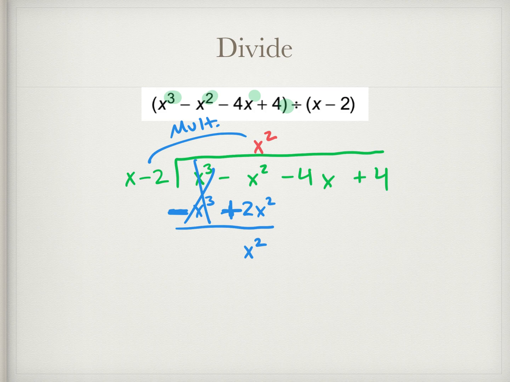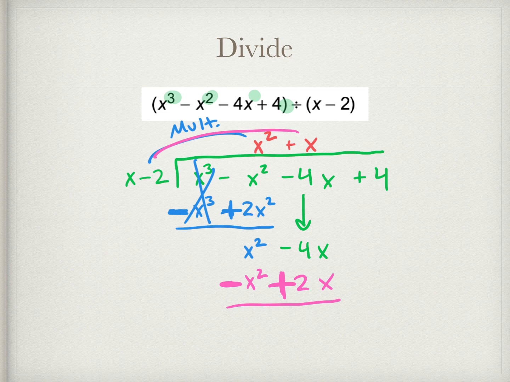Same pattern again. Start from the top. We divide by x. So what is x squared divided by x? x. Then we multiply. x squared and 2x. Bring down the negative 4x. Change the signs. Don't forget to change the signs.